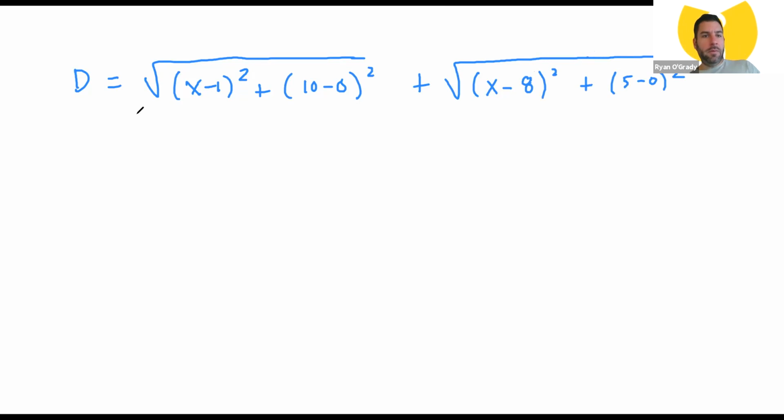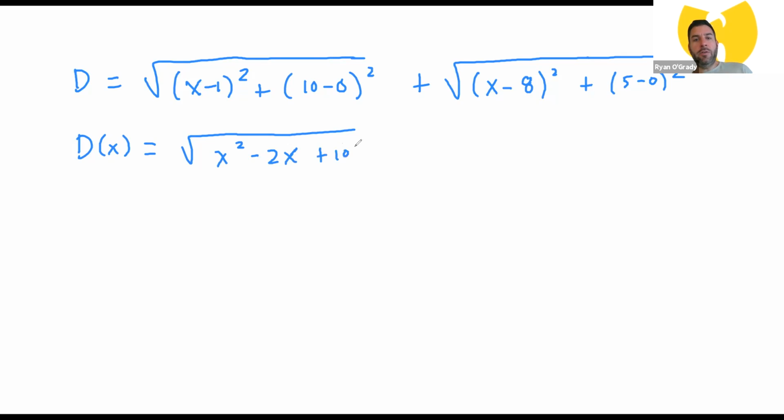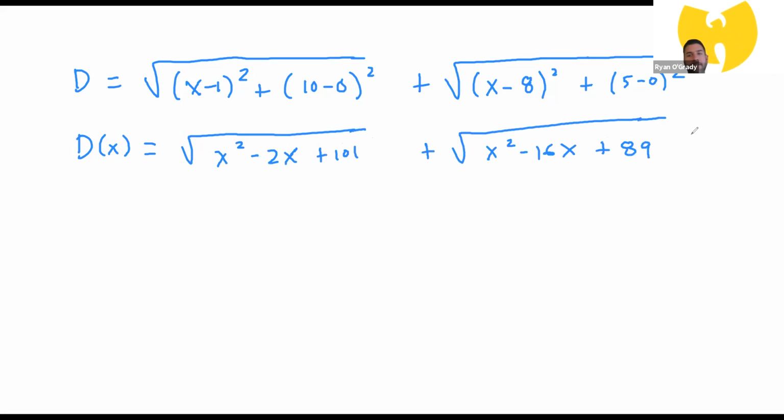So this cleans up, it's not too bad, and it's clearly already a function of x, which is nice. So this is x squared minus 2x plus 1, but this is also 100, so this is plus 101. And then the other piece is x squared minus 16x plus 64 plus 25. Well, 64 and 20 is 84, and then 84 and 5 would be 89. So I don't think I made any mistakes.